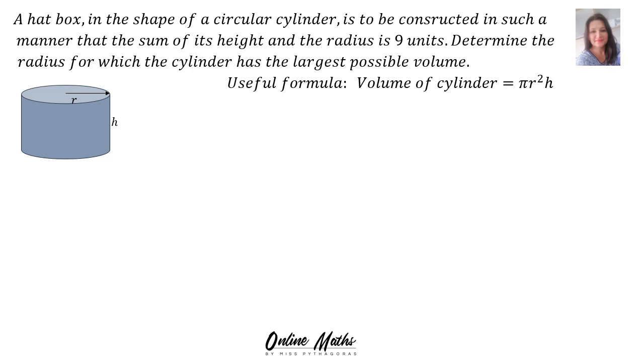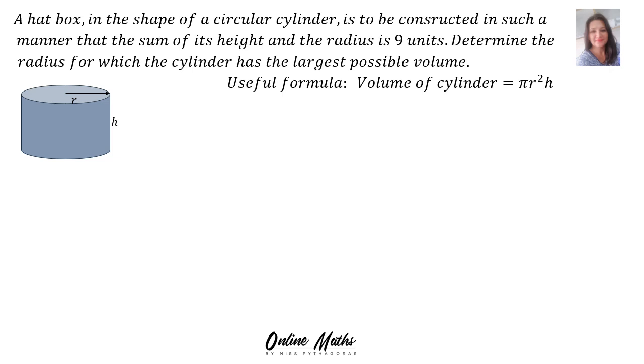Example 2. A hat box in the shape of a circular cylinder is to be constructed in such a manner that the sum of its height and the radius is 9 units. Determine the radius for which the cylinder has the largest possible volume. And then there's a useful formula. The volume of a cylinder is equal to pi r squared times h.